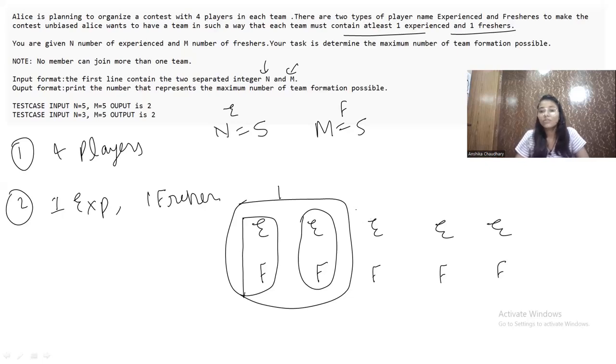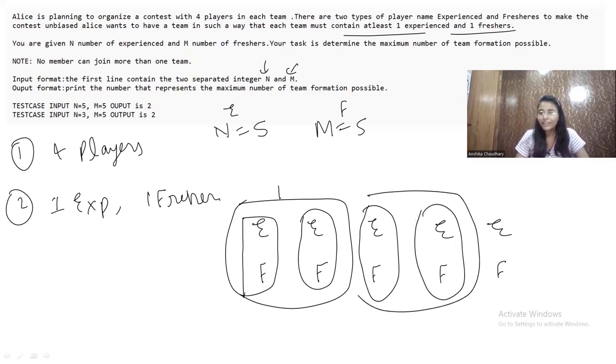Right? So what we will do, we will make another team and we will take one experienced and one fresher for sure. Now two more, so we can take this way, right? So this is how we can make our another team, so this is how we can make two teams. Now experienced and fresher are remaining, but there are not two players as well. So two players are not extra, so we cannot make another team. So the output will be two.